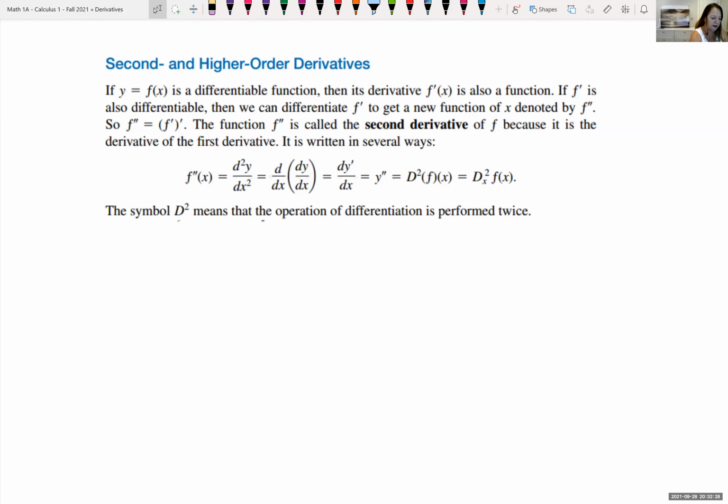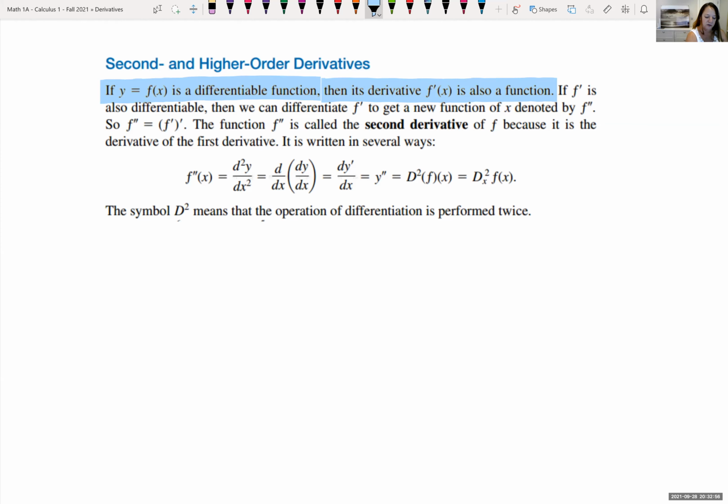Okay, so in front of us talks about higher order derivatives and the second derivative. So let's just go through this really quickly. It says if y equals f of x is a differentiable function, so it has to be a differentiable function, then its derivative f prime of x is also a function. So we saw that the derivative of a function was also a function.